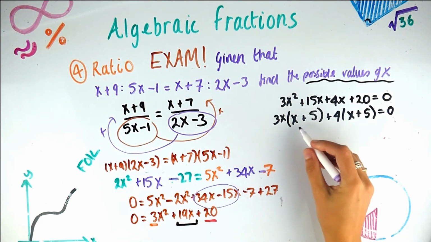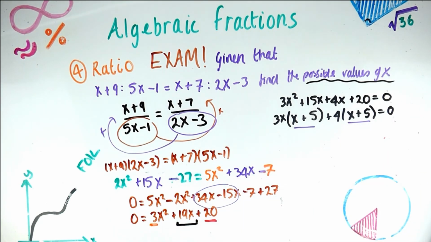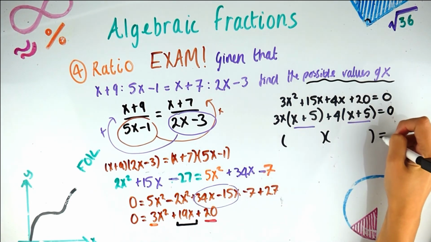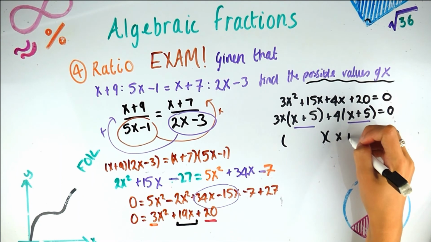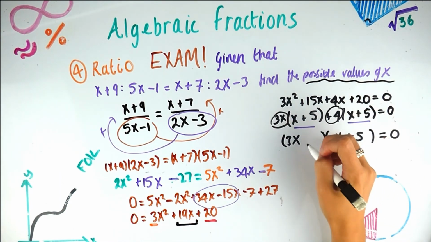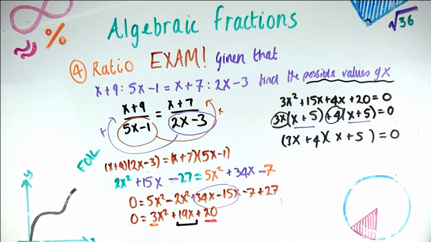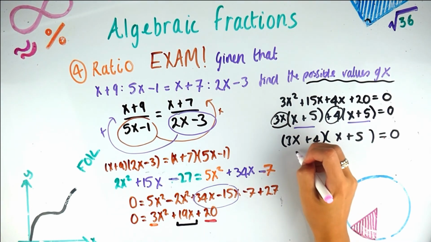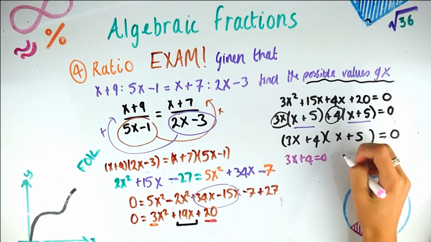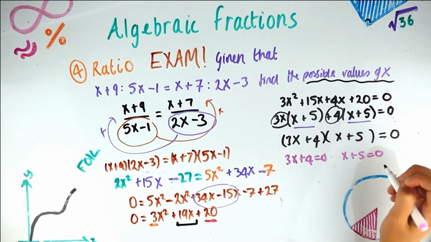Quick check, are these two brackets the same? Those two brackets are the same, so now we've got the final bit that we want. One of the brackets is just one of these that are the same, and the other is the coefficients. We get 3x from here, and we get plus 4 from here. Now, for two things to multiply together to equal 0, one of them must equal 0. So either this bracket equals 0, so 3x plus 4 equals 0, or this bracket equals 0, x plus 5 equals 0. So now we solve these.